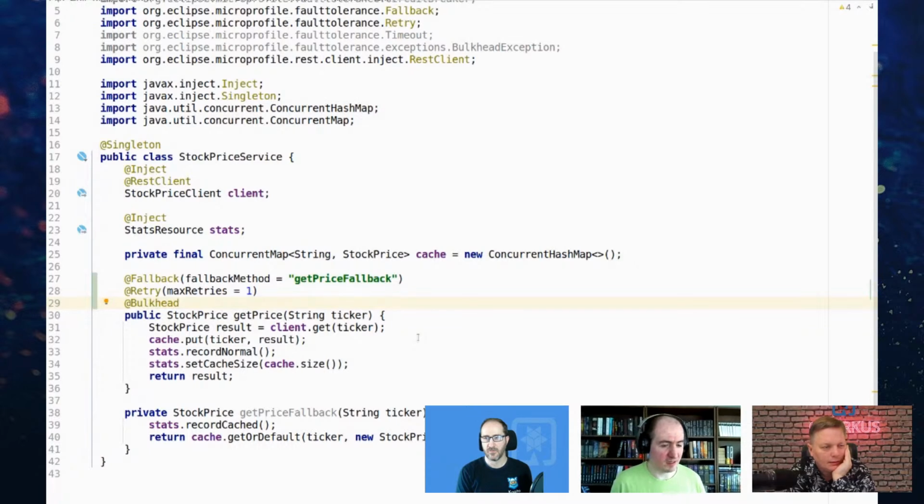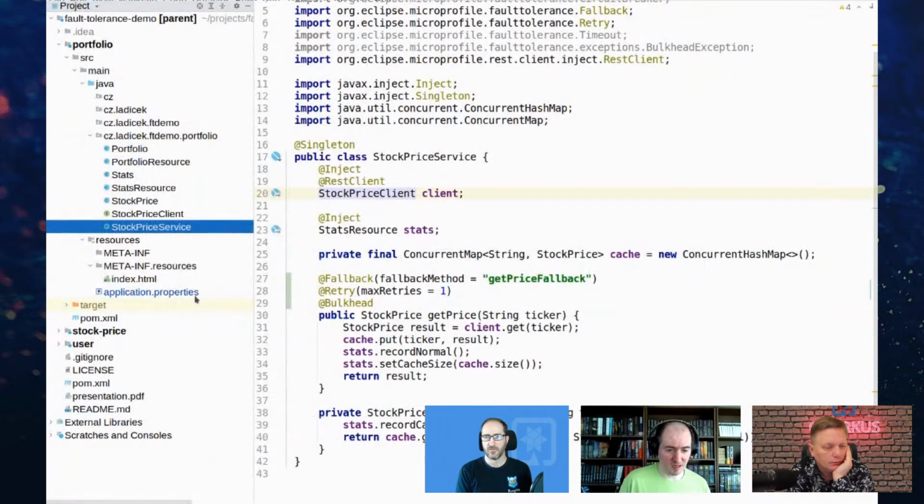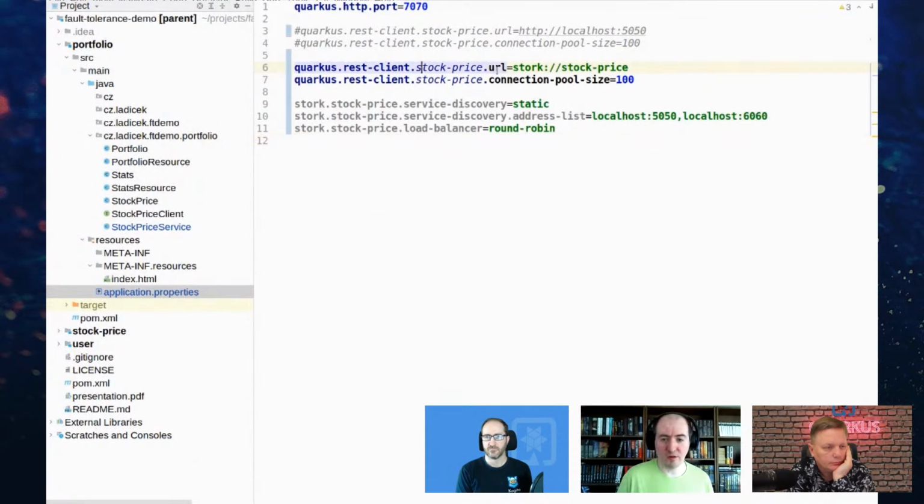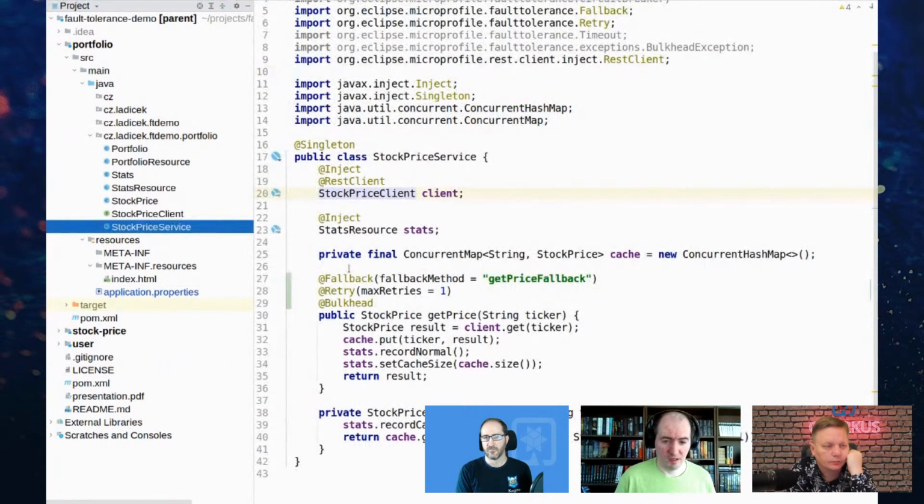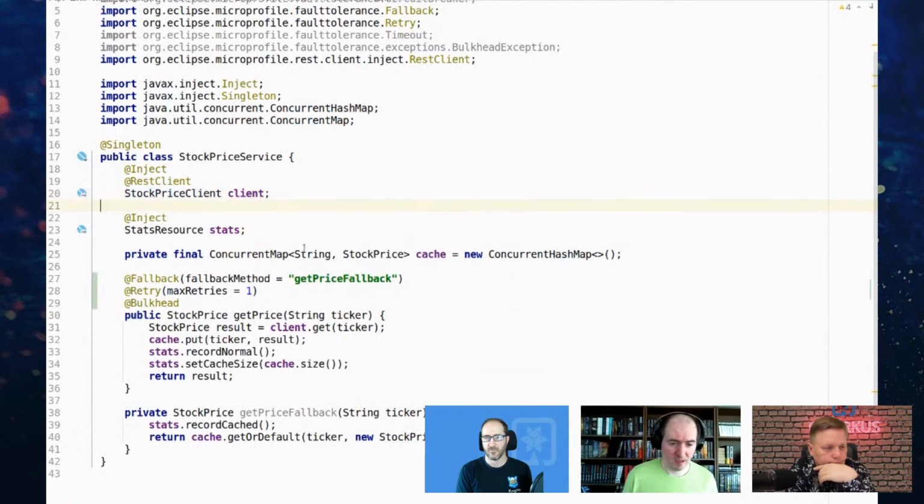So how does it actually play together with Stork and its load balancing? Does it just work, or is there anything to do? Yeah, that's just on the REST client level. The REST client here is configured to not use HTTP localhost, but Stork, stock price. And the layers above it don't know anything about Stork being in place at all. Okay, nice.